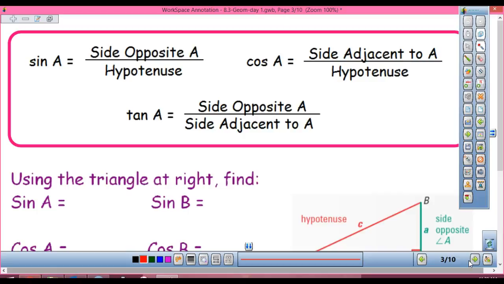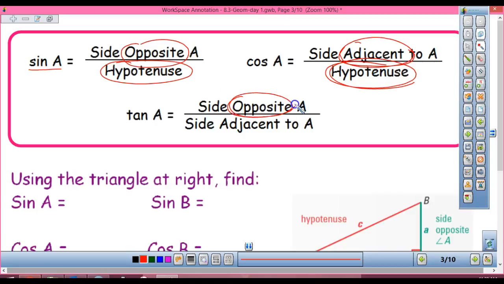So to be able to find the ratio of sine, sine is opposite over hypotenuse. That's how you find the sine ratio. So it's opposite over hypotenuse. Cosine is adjacent over hypotenuse. And tangent is the opposite side divided by the adjacent side.